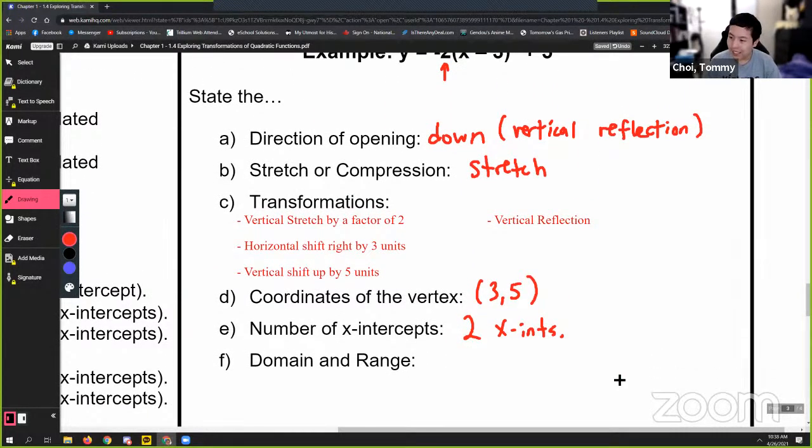Okay. And the last part, the hard part. Domain and range. I need to teach you all how to do this. Some of you may have learned this last year in grade 10. If you were in the academic course, you may have learned how to write domain and range. Some of you did not learn. So I want to make sure that we're all on the same page. We're going to assume that no one has learned it. And we're going to start from here.